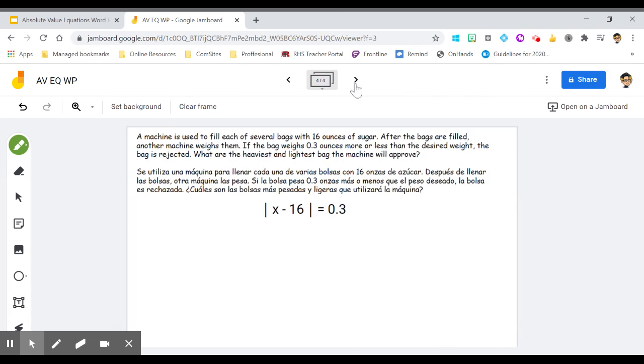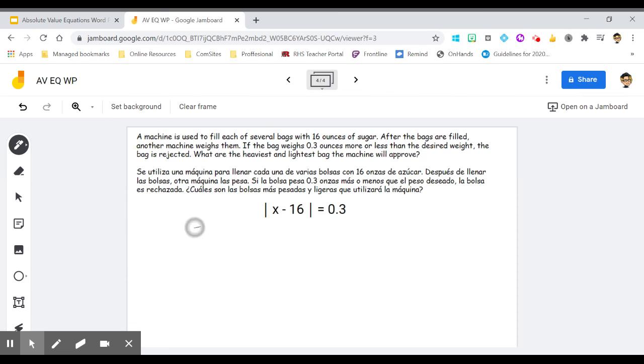All right, one more. A machine is used to fill each of the several bags with 16 ounces of sugar. After the bags are filled, another machine weighs them. If the bag weighs 0.3 ounces more or less than the desired weight, the bag is rejected. What are the heaviest and lightest bags the machine will approve? So this is basically saying that no matter what, it can't be more than 0.3 more than 16 or 0.3 less than 16 because the machine is going to be like, nope.